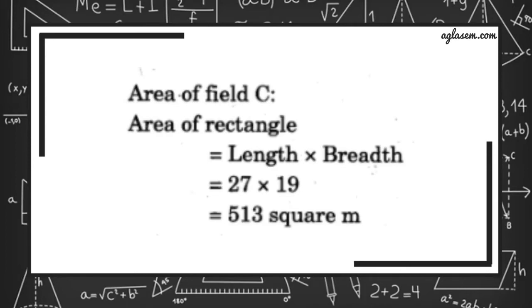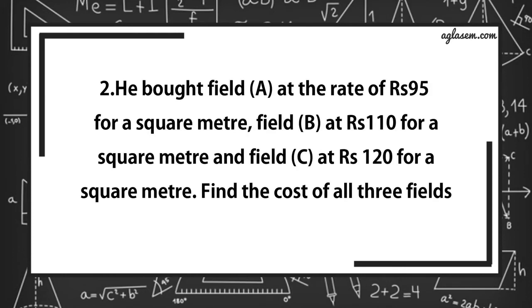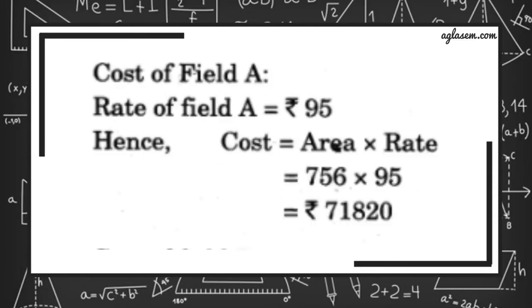Further, question number 2 says, he bought Field A at the rate of rupees 95 for a square meter, Field B at rupees 110 for a square meter and Field C at rupees 120 for a square meter. Find the cost of all 3 fields. Answer is, first, cost of Field A, that is equals to rate of Field A, which is 95. Therefore, the cost, that is equals to area multiplied by rate, that is 756 multiplied by 95, which will give you 71,820.